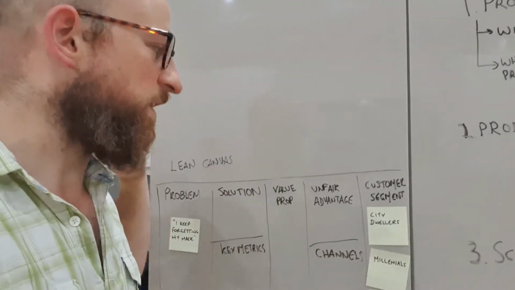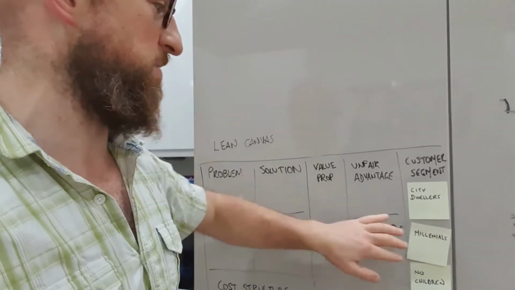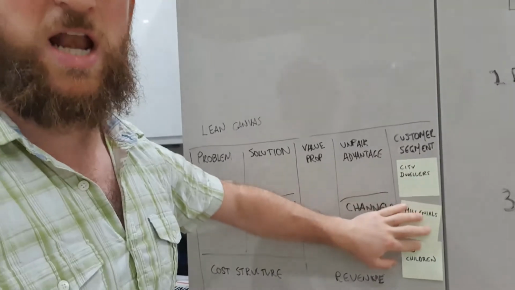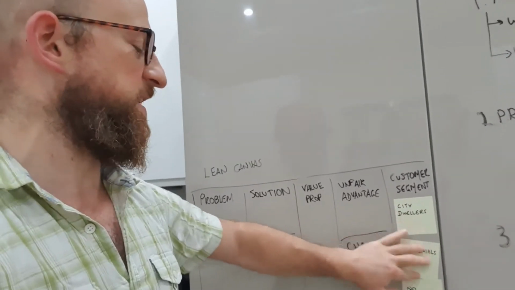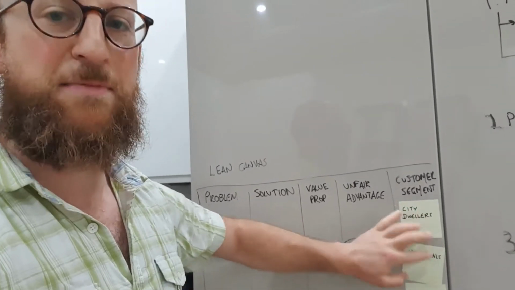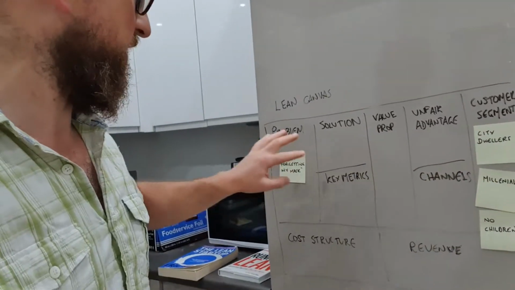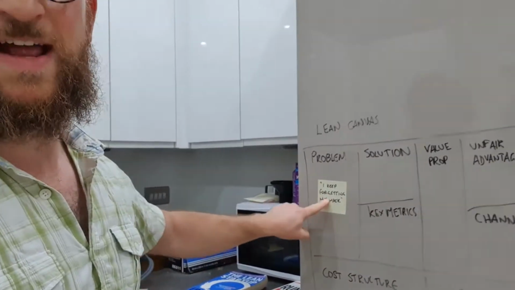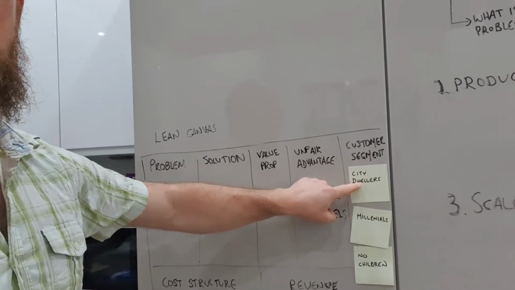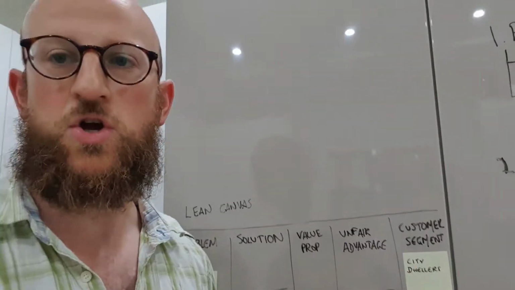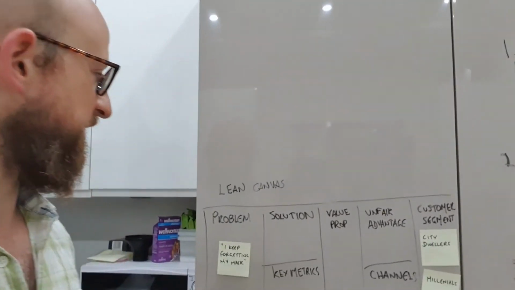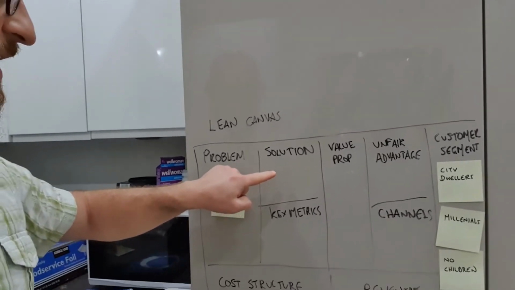So that's some assumptions about a customer segment. I could probably narrow that down to, I don't know, people who live in a certain type of city, or even further than that. But for now, that's what we're going to work at. So I reckon I'm trying to solve, I keep forgetting my mask, for city-dwelling millennials with no children who walk to the shops. The next thing we're going to look at is, what is the solution?